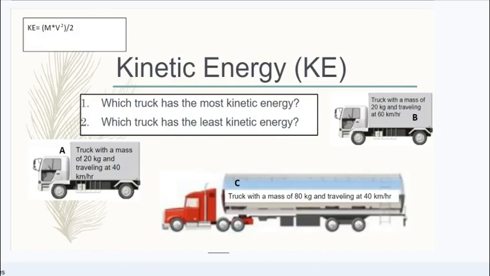So now I have a couple of questions for you to think about. Between the following 2 trucks, which one would have the most kinetic energy? Look at truck A and look at truck C. Truck A is 20 kilograms traveling at 40 kilometers per hour. Truck C is 80 kilograms traveling at 40 kilometers an hour. Which truck do you think has the most kinetic energy?